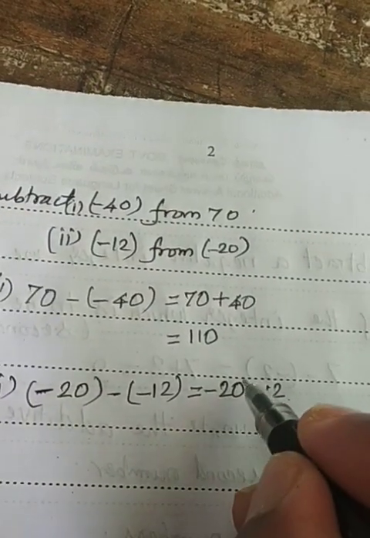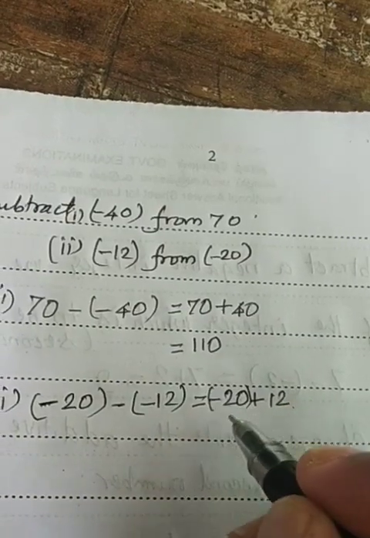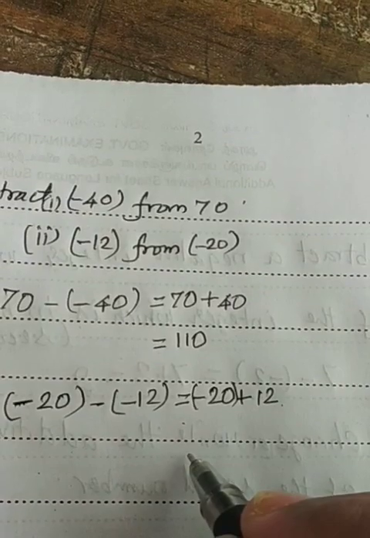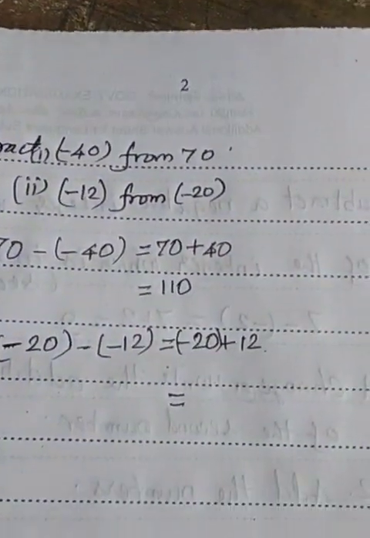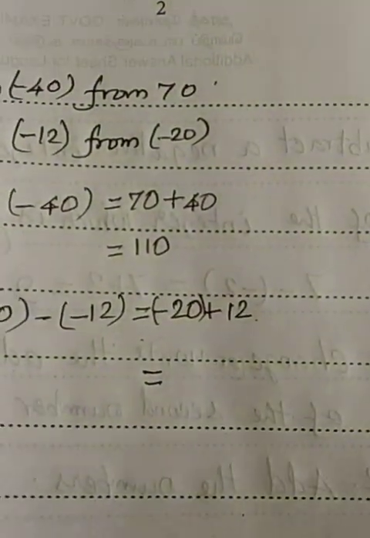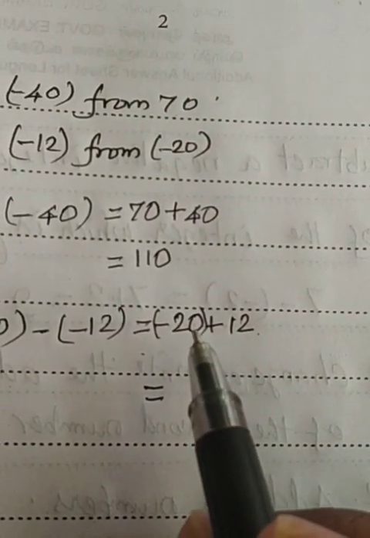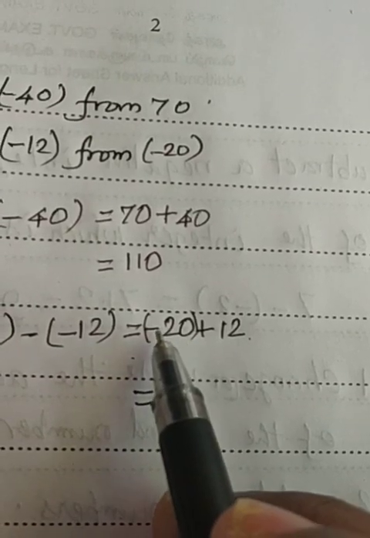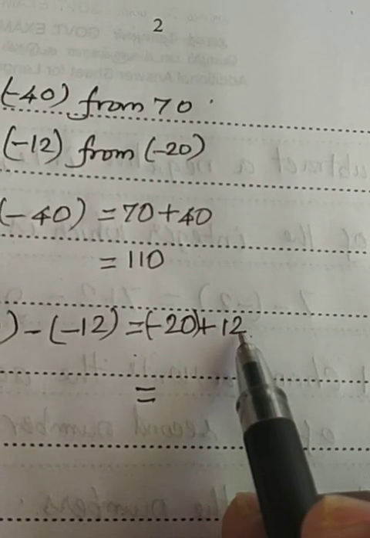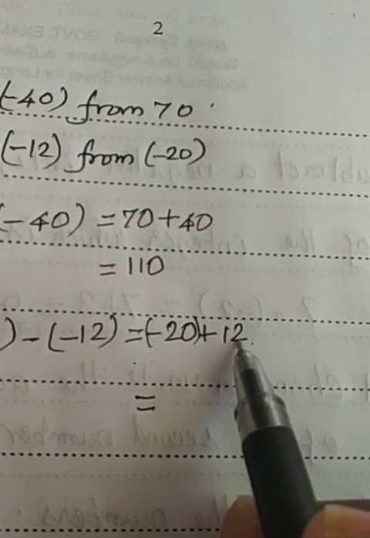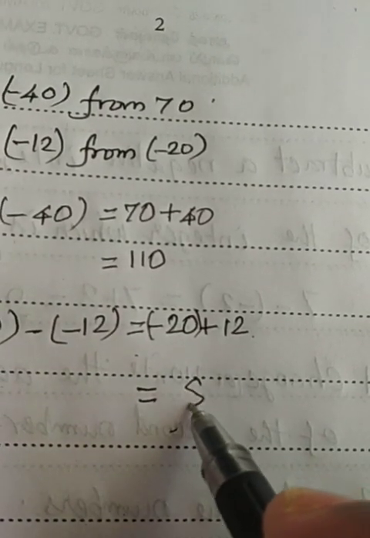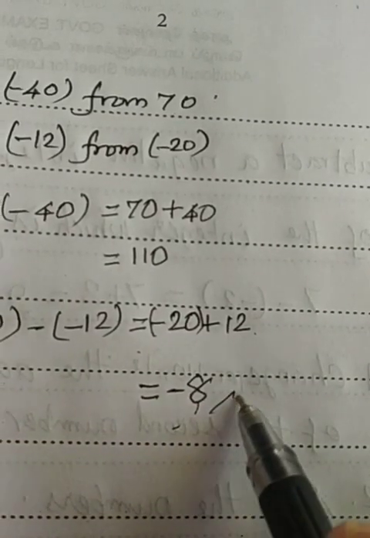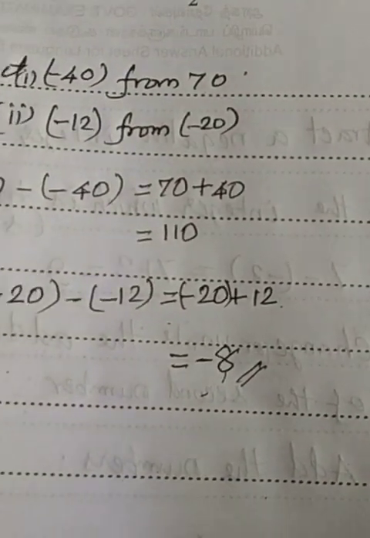Okay. See, here we are having two different integers. This is negative and this one is positive. So when we have two different numbers in addition, what we have to do? We have to subtract the smaller number from the bigger number and put the bigger number's sign. So what will we get? 20 minus 12 is 8 and the bigger number's sign is minus. This is the answer. Do you understand this?